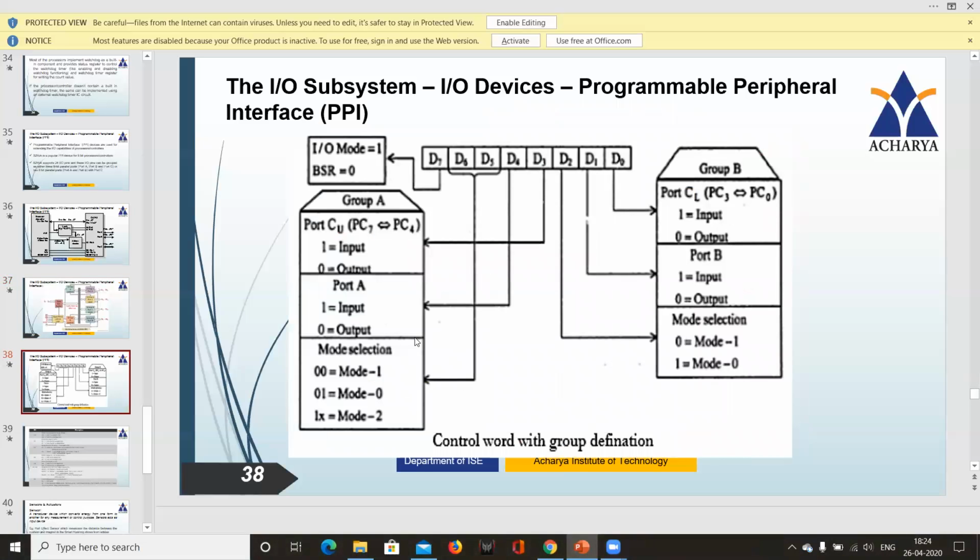So this is about port C upper. Now let us go to the next bit. Which is the next bit? D2. So D2 is connected to mode selection.